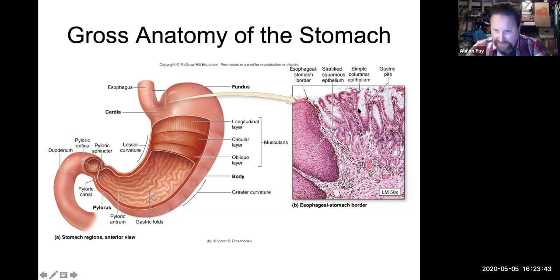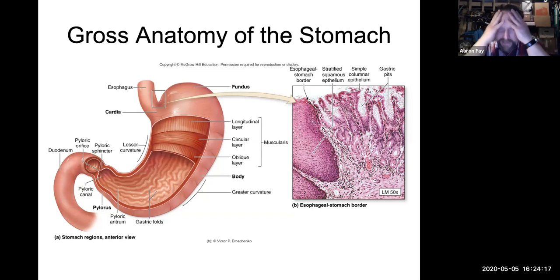If we look on the right-hand side, we see the histology of the stomach. Specifically, we're looking at the transition between the esophagus and the stomach. And you can see this is a remarkably bright line transition. This is esophagus. This is stomach. And you notice it's not a slow change. It's a very bright line, very bright distinction. In the esophagus, you have non-keratinized stratified squamous epithelium. Over here in the stomach, you have simple columnar epithelium.